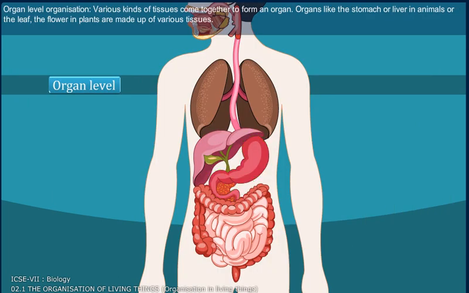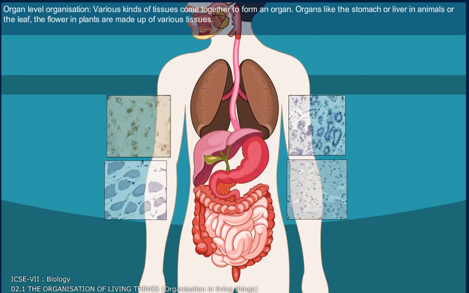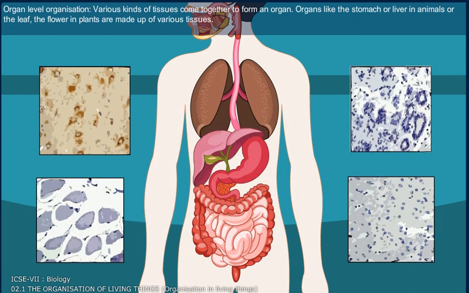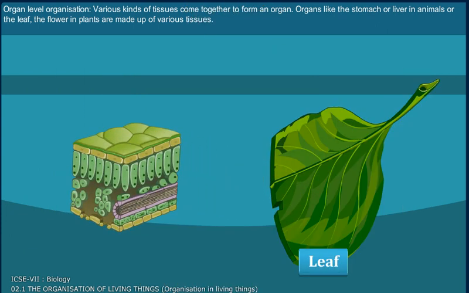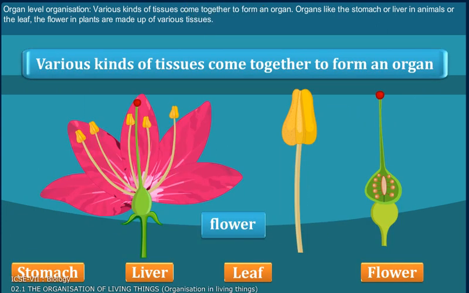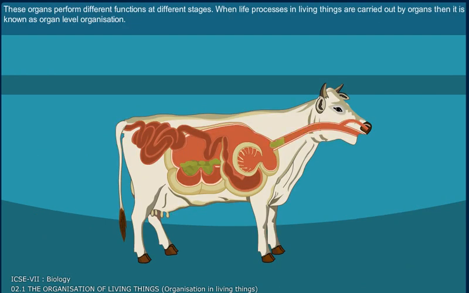Organ-level organization. Various kinds of tissues come together to form an organ. Organs like the stomach or liver in animals, or the leaf and the flower in plants, are made up of various tissues. These organs perform different functions at different stages. When life processes in living things are carried out by organs, then it is known as organ-level organization.